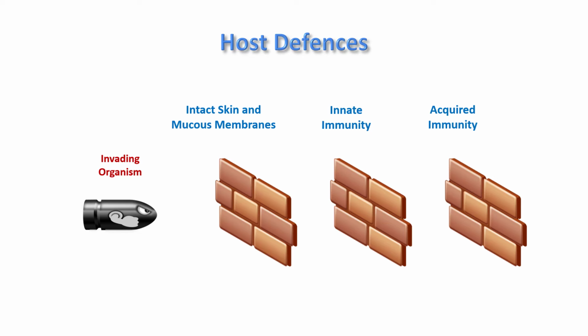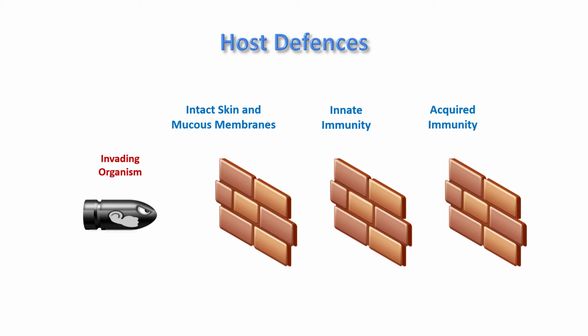So all these are the first line of defense. But if the organism is able to breach these, then we have our immune system to fight back. The first arm of the immune system is called innate immune system or innate immunity. This is the part of immune system which is always ready and it can mount an attack immediately.